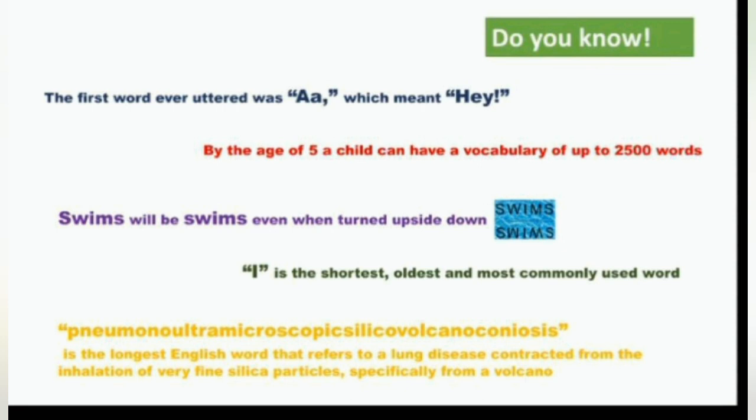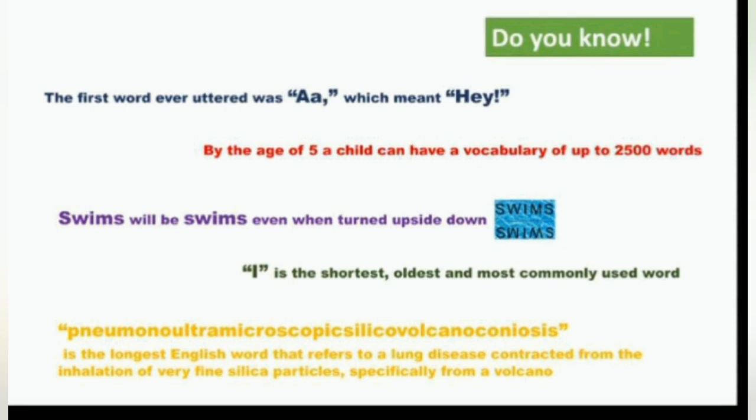By the age of 5, a child can have a vocabulary of up to 2500 words. मतलब 5 years तक का कोई बच्चा होता है तब तक उसके माइंड में 2500 जितने वर्ड्स वो ग्रास्प कर लेता है. He develops his vocabulary of 2500 words. The next one is swims will be swims even when it is turned upside down. मतलब उसका अगर हम mirror image बनाएंगे तो भी वो same to same ही दिखेगा. Right? Then I is the shortest, oldest and most commonly used word.